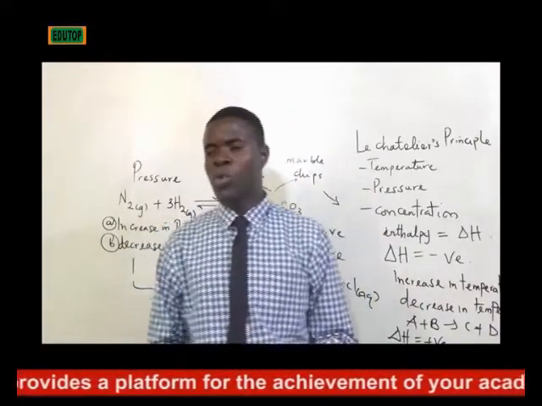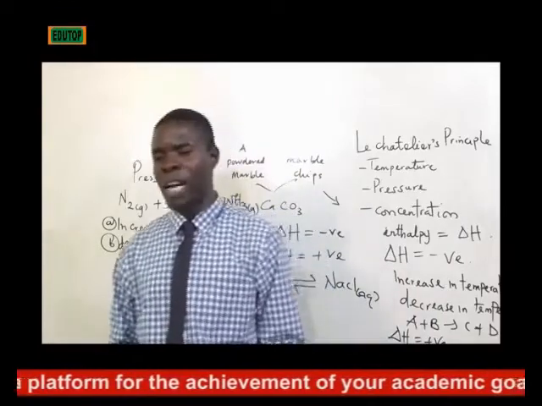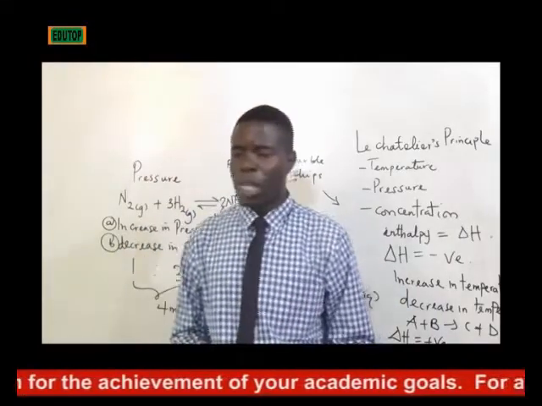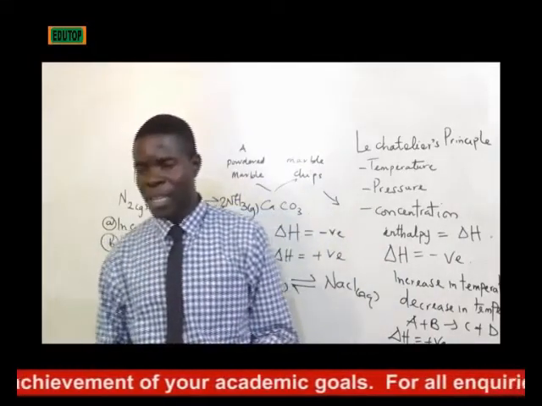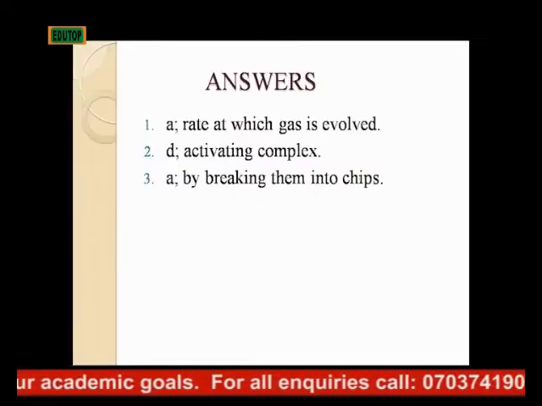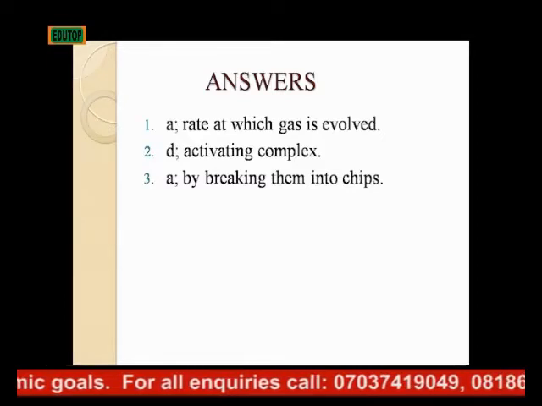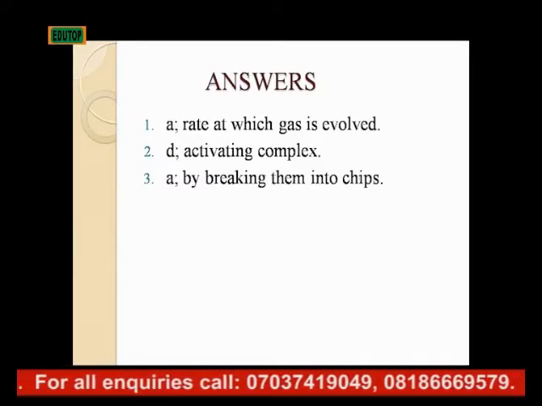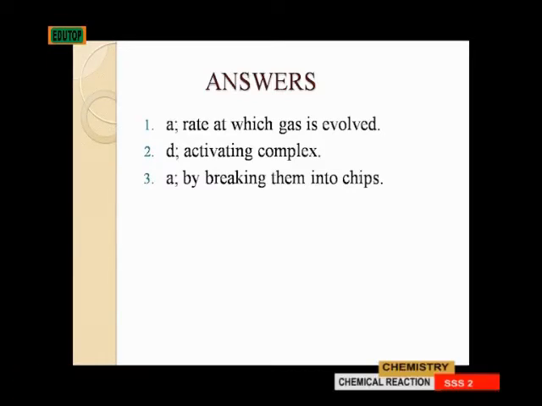So the answer to question number 2 is D. Number 3, what do we do to increase the surface area of reactant? If we want to increase the surface area of reactant, what we can do is simply to break it. By breaking it, we are trying to increase the surface area so that it can react more, so as to speed up the rate of such reaction. So the answer to question number 3 is A, that is, breaking them into chips.